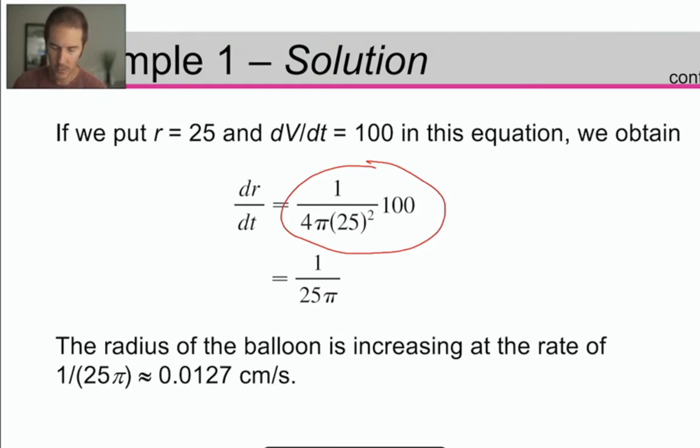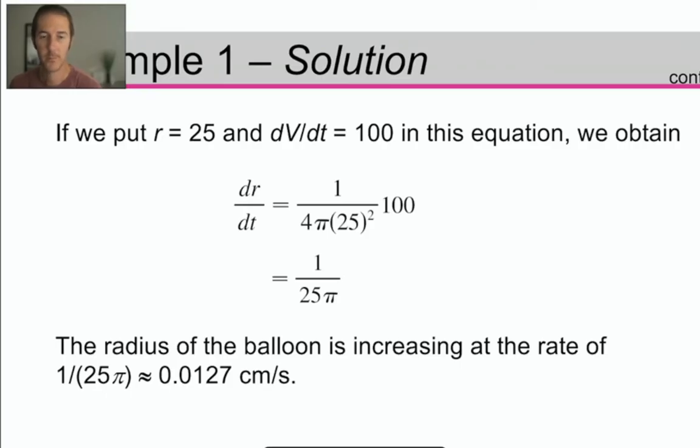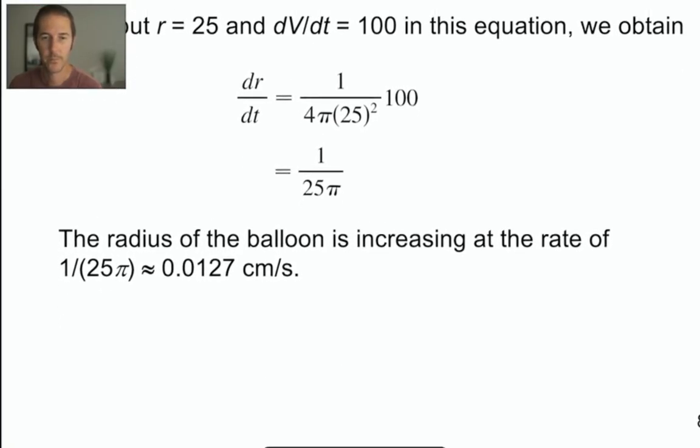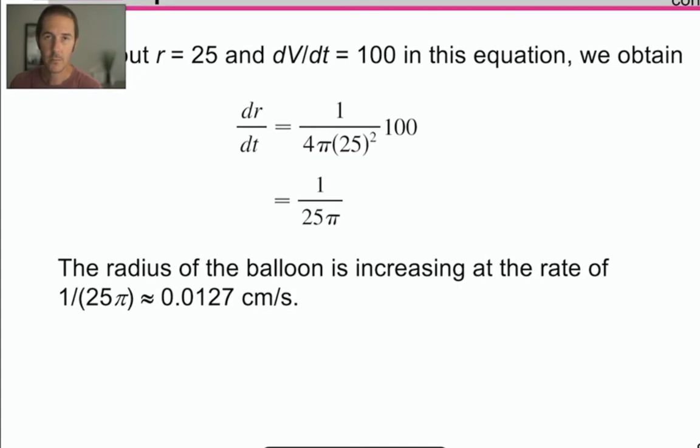That is the rate of change of the radius with respect to time, and that's all we were trying to figure out. The radius of the balloon is increasing at a rate of 1/25 pi, or approximately 0.0127 centimeters per second. And that's it. That's the whole concept. That's the whole process.